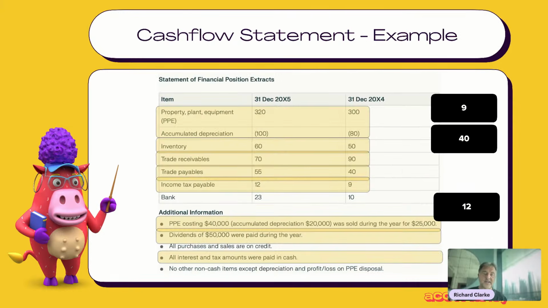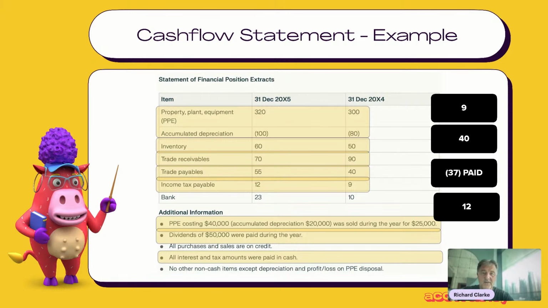So if you owed the taxman 9, and then during the year you owe the taxman an extra 40, surely your tax payable should be 49. But look here, it's only 12. What must have happened? You think you owed him 49, you only owe him 12. You must have paid 37. Okay, so it's a balancing figure again. So income tax payable 37.